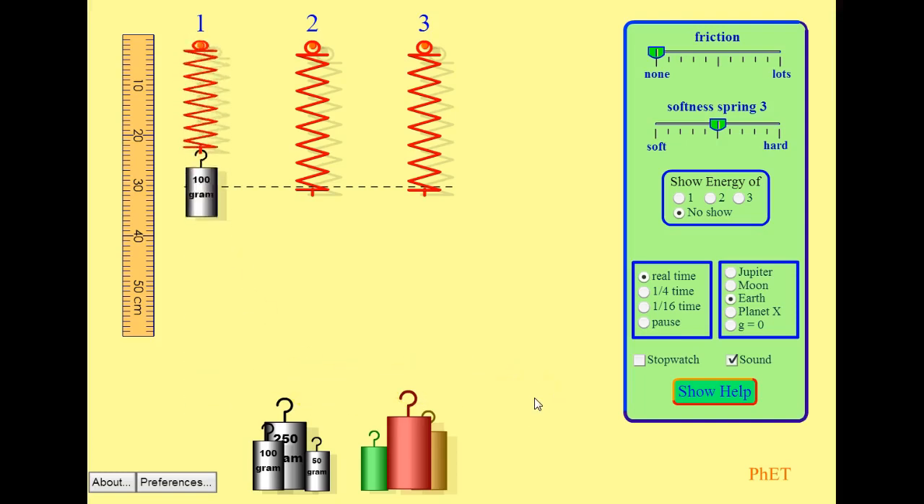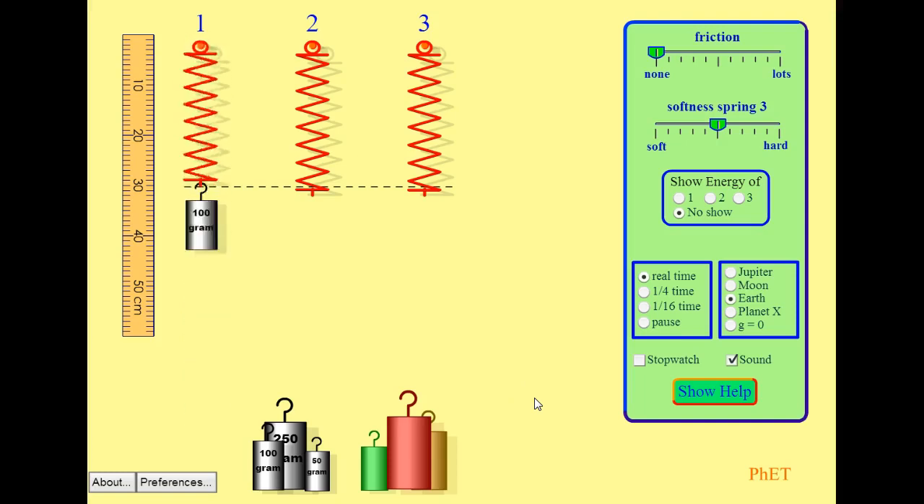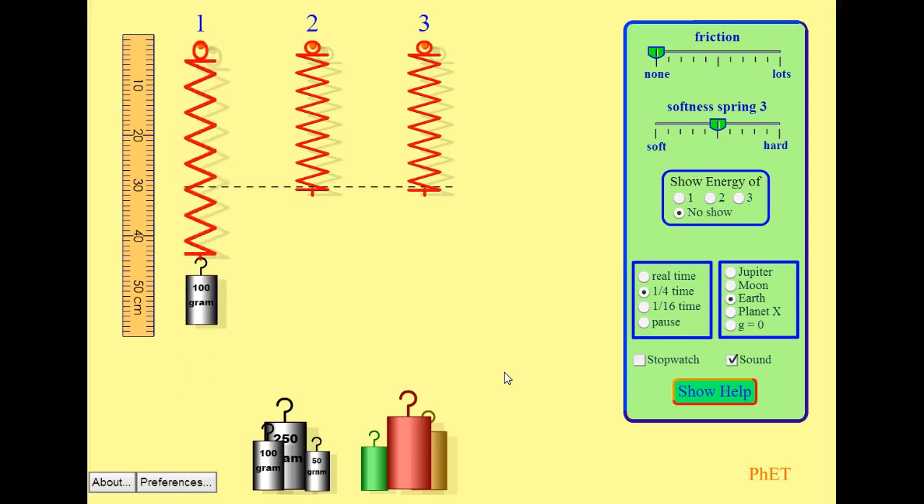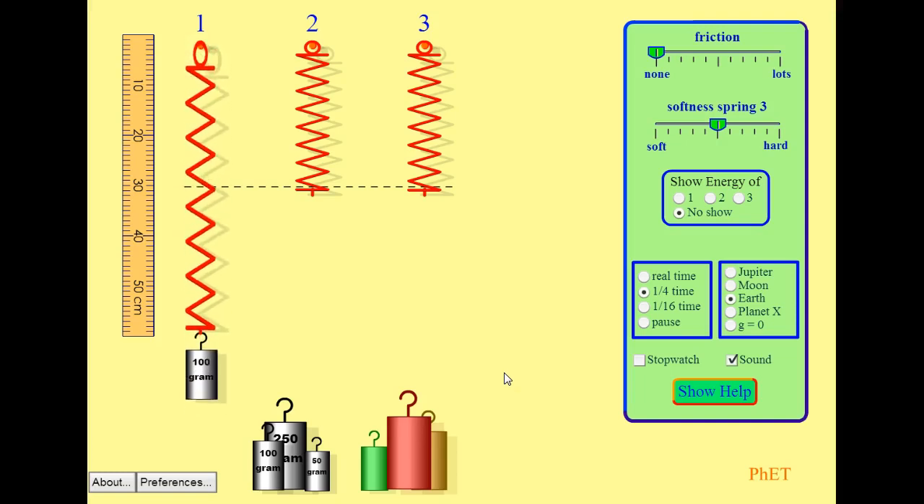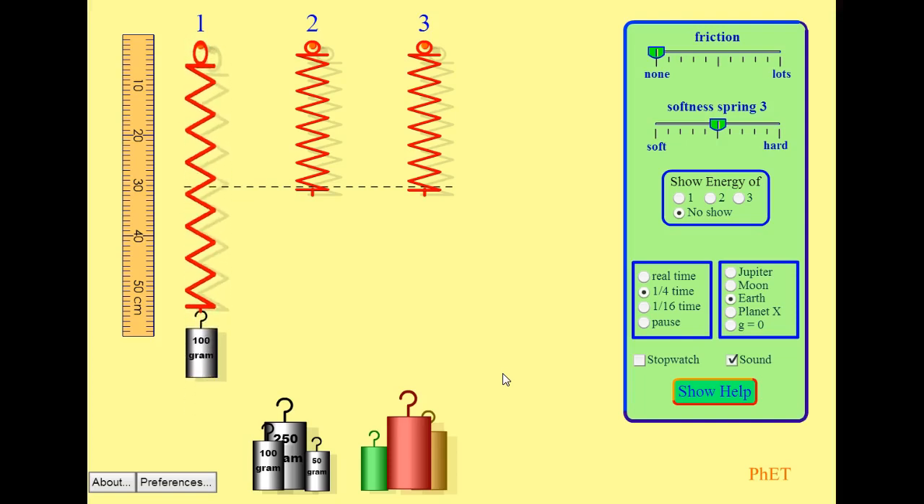That's pretty fast for you to see, but you can see it's bottoming out towards the bottom of the little ruler here that's on the screen. But if we slow this down to quarter time, you can see the oscillation a little bit better. And indeed, it's oscillating back and forth with the 40 centimeter mark as the equilibrium position, with 20 centimeters above and 20 centimeters below that spot. And you can see it just keeps going back and forth, back and forth.